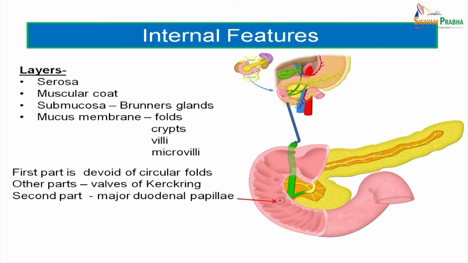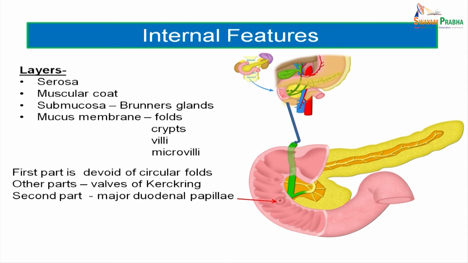And like I said before, this presents either a single opening or two separate openings of the bile duct and the pancreatic duct, and at the region of the opening we have a sphincter referred to as the sphincter of Oddi. Again, this is a collection of the sphincters of the individual ducts, that is the pancreatic duct, the bile duct, and a common terminal sphincter.